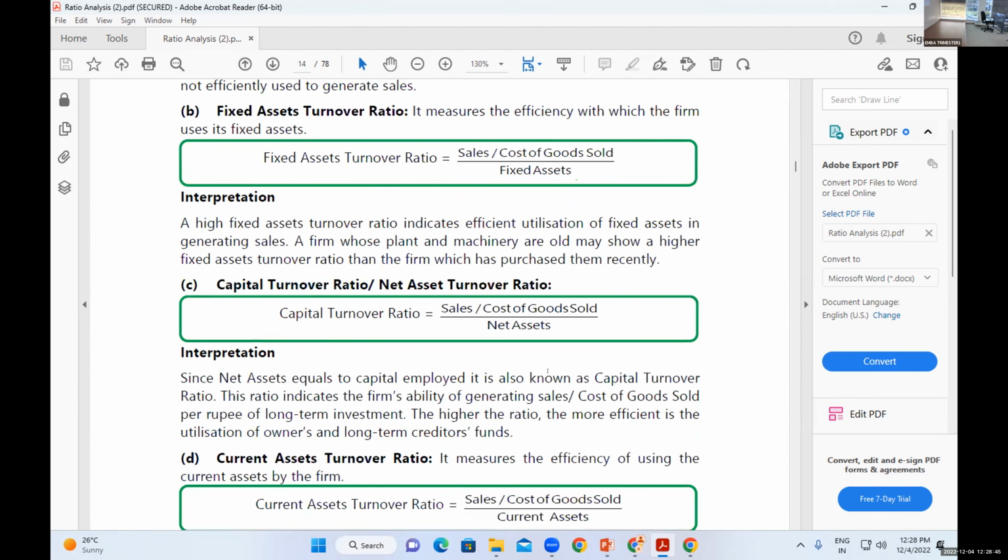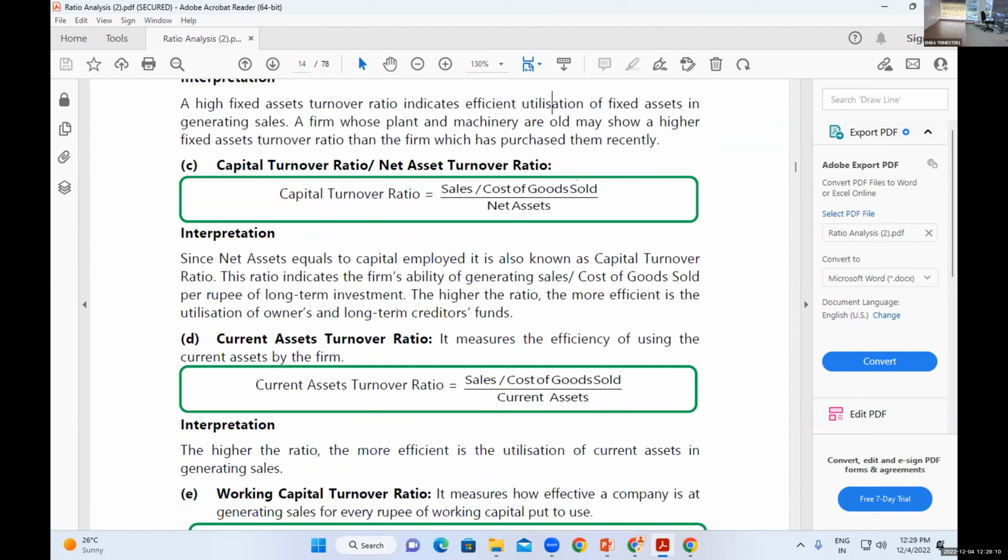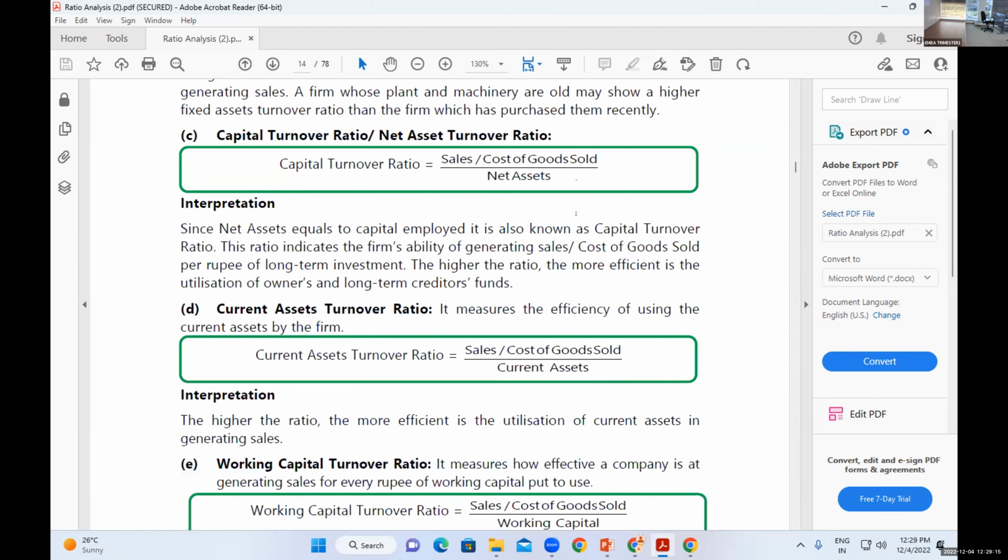Third one, capital turnover ratio, or net asset turnover ratio. What is net asset? Total asset minus fictitious asset or any other waste asset. In the first one, we included all the assets, total assets. Now it is total asset minus any fictitious asset. Logic again same. Higher the ratio, better the efficiency. You are utilizing your asset more.